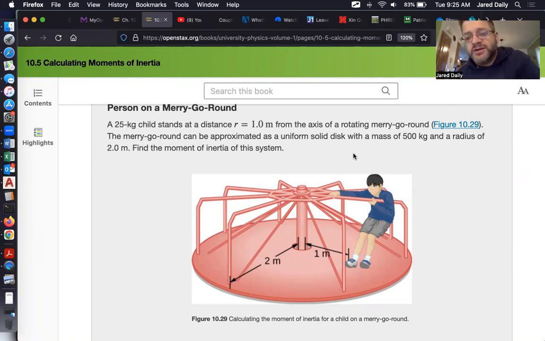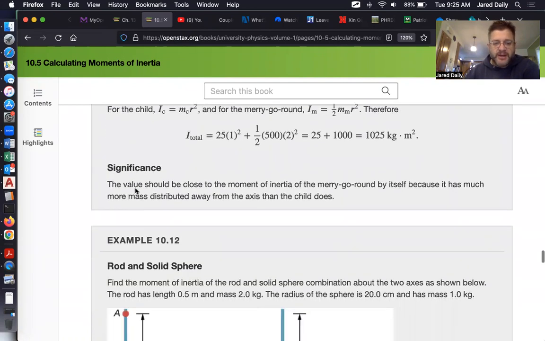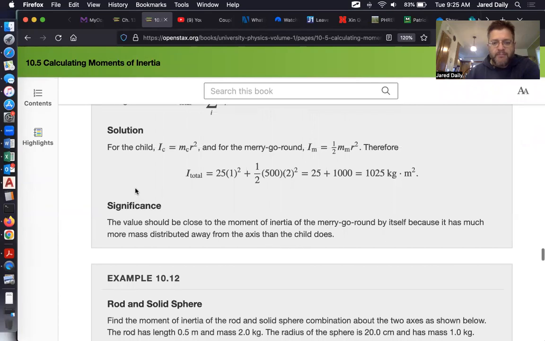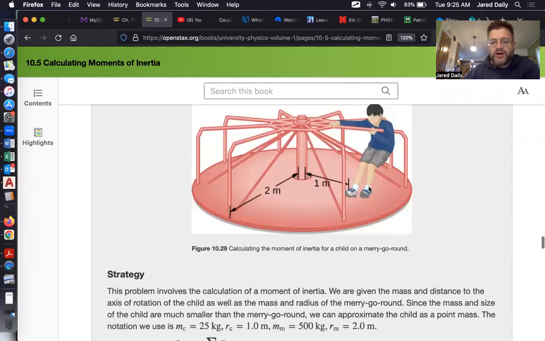Now they're going to assume that this kid will be a point kid, I guess. Yeah. So they're going to assume the kid is kind of like a point mass rotating around here. But I would say that they're more like a cylinder than a point mass.